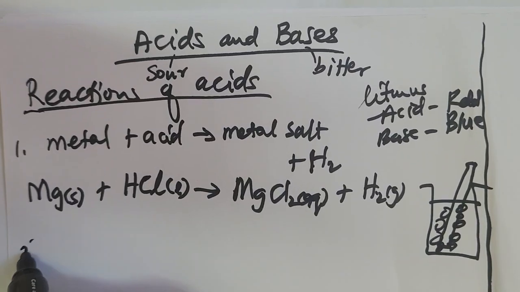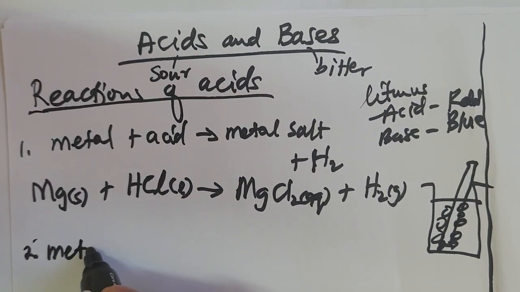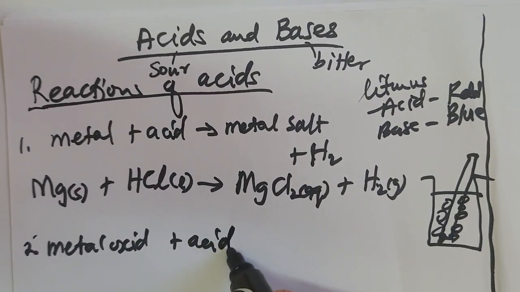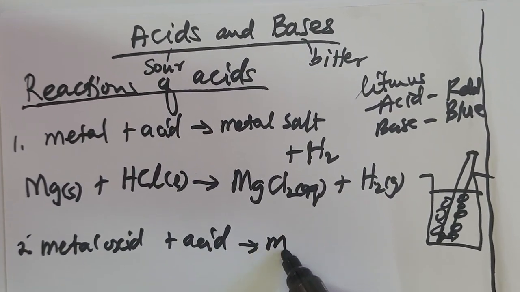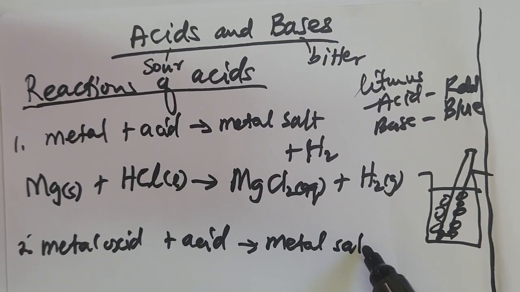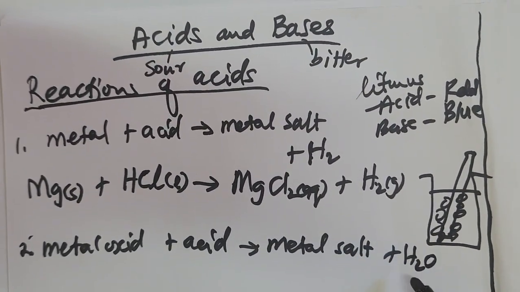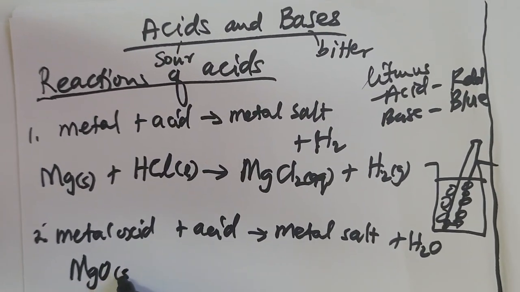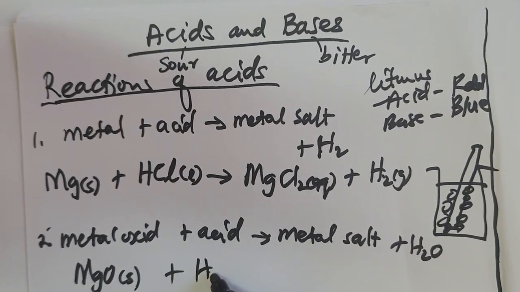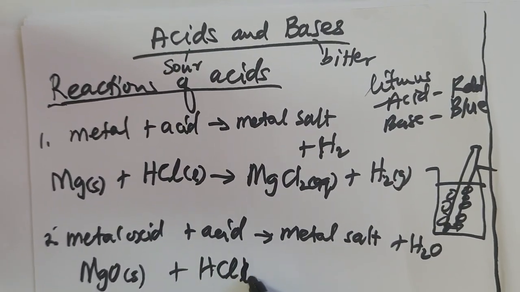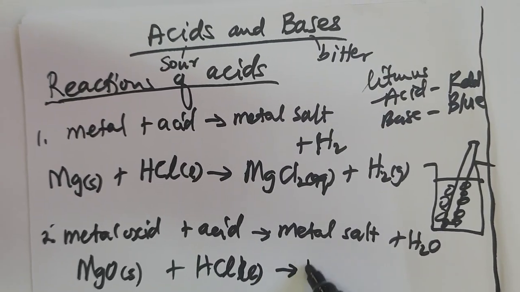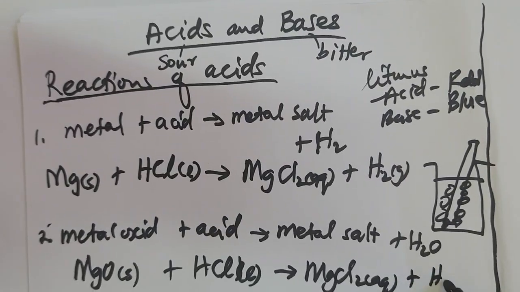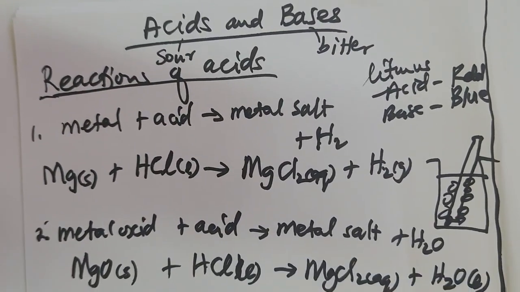Number 2 is when a metal oxide, rarely used, reacts with an acid: it forms metal salt plus water. So if you have magnesium oxide, which is a solid, reacted with HCl, which is a liquid, it forms magnesium chloride solution plus water, which is a liquid.